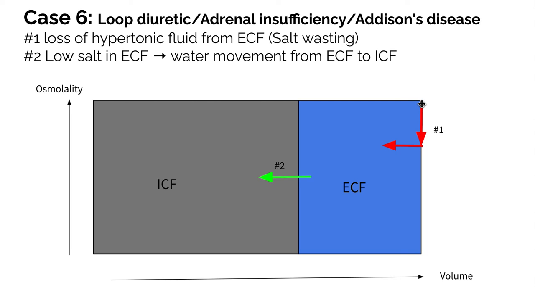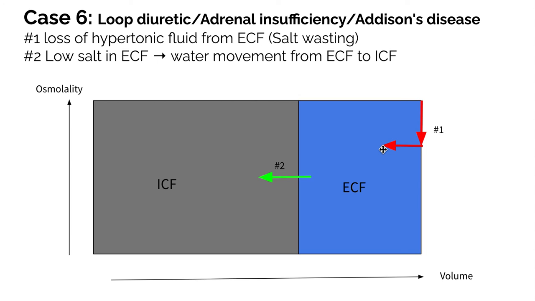So what's going to happen is that your osmolality will go down because you're losing a lot of sodium. So osmolality goes down, sodium loss, so you come down on the y-axis, and then you're also losing fluid, so you're going to also go towards the left in terms of volume. So it's a shrinking volume, but mostly losing salt.